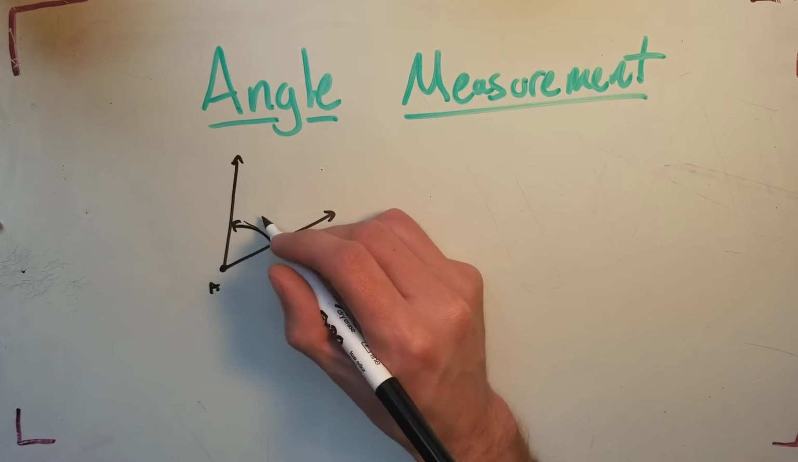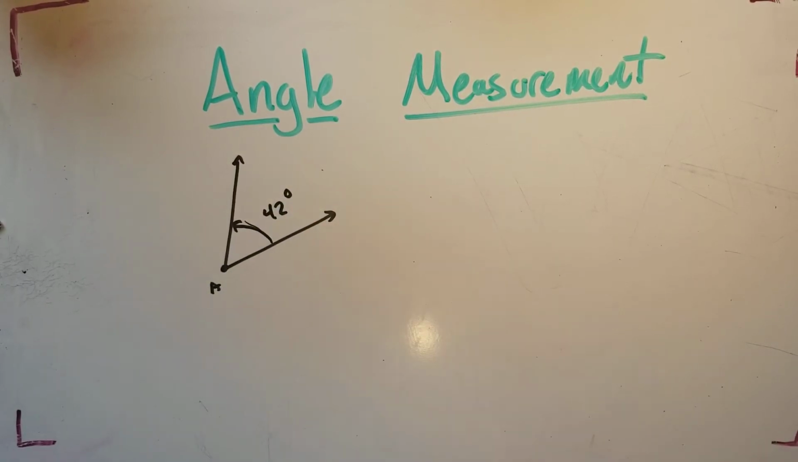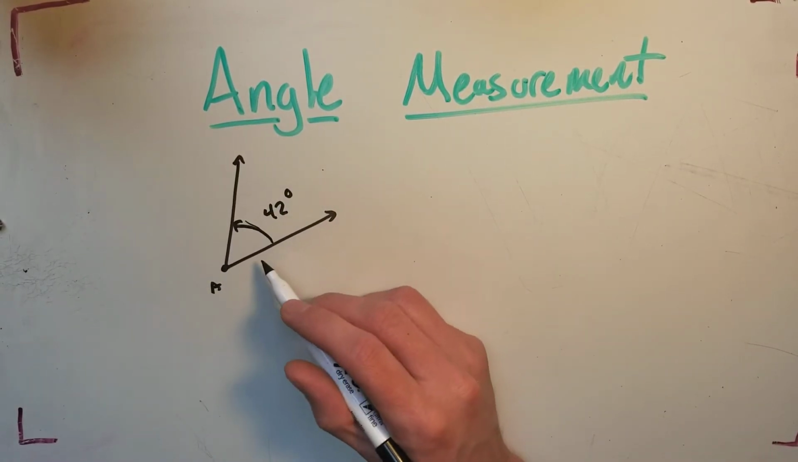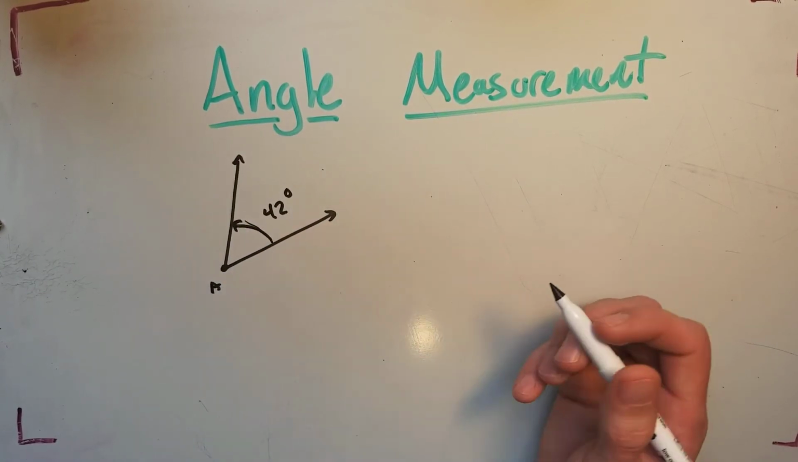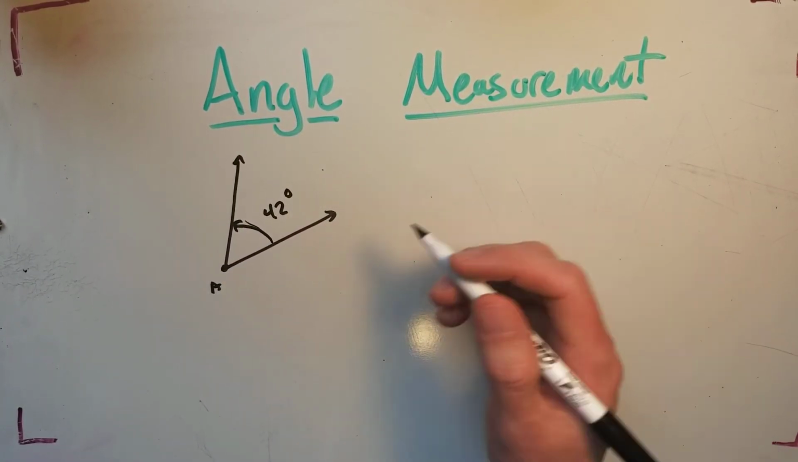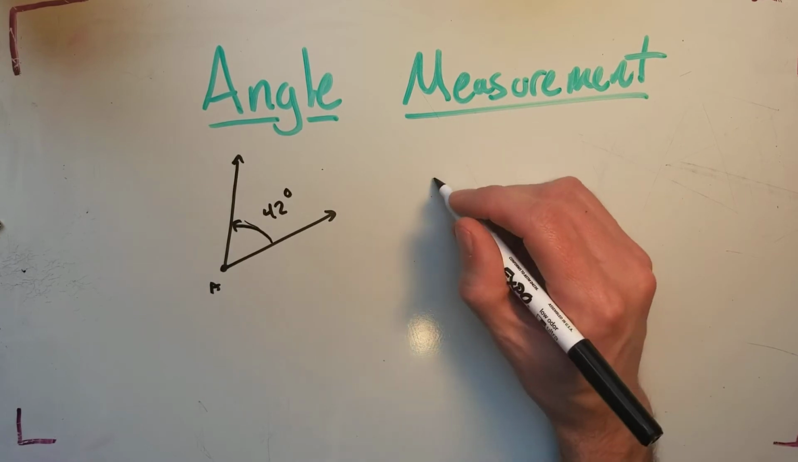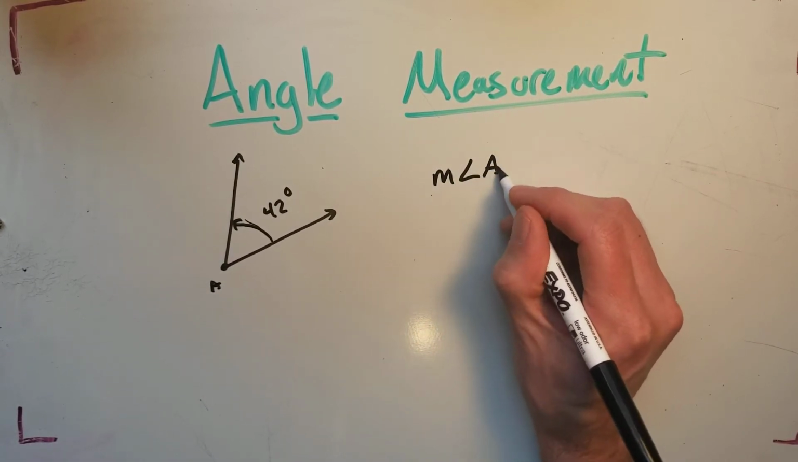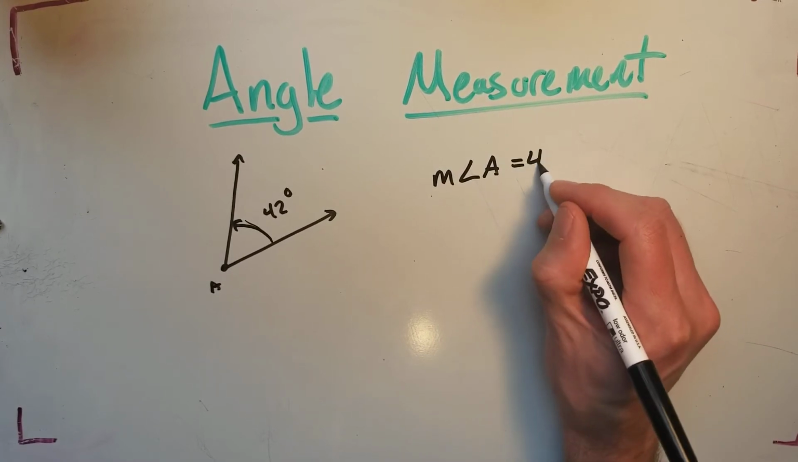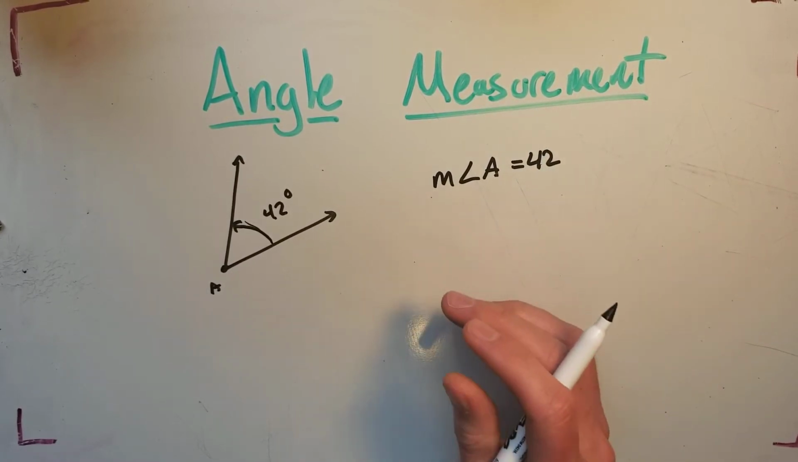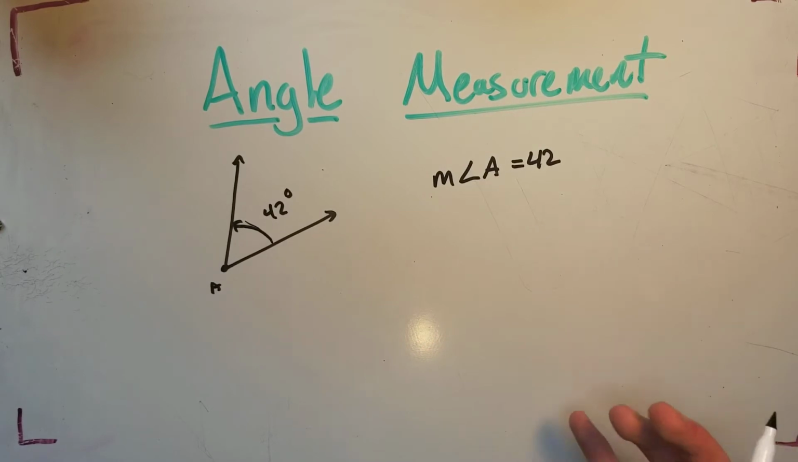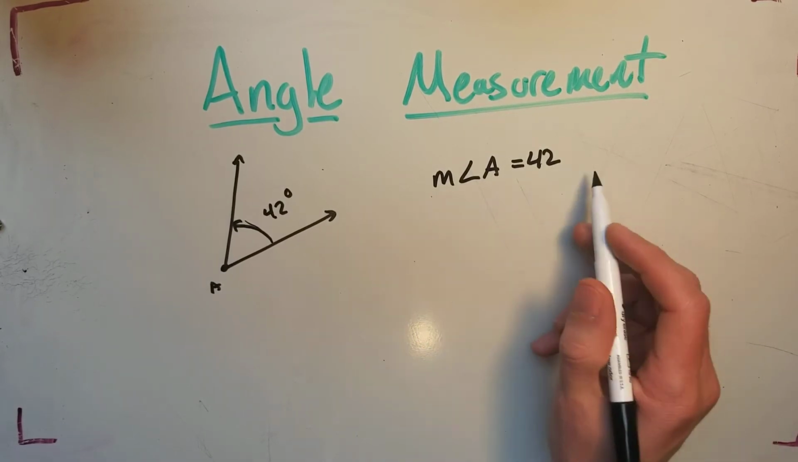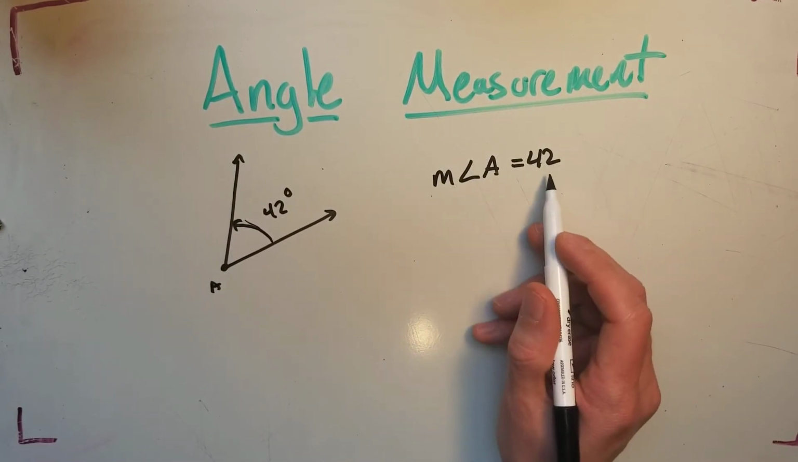Let's just say we've gone 42 degrees here. So that's going to be your measurement. Now I want to introduce to you a little notation with this. How we would write this, we would put a little m for measure. The measure of angle A is equal to 42. So when you have maybe a diagram or a figure with different measurements, these statements are going to help you. The measure of angle A is 42.